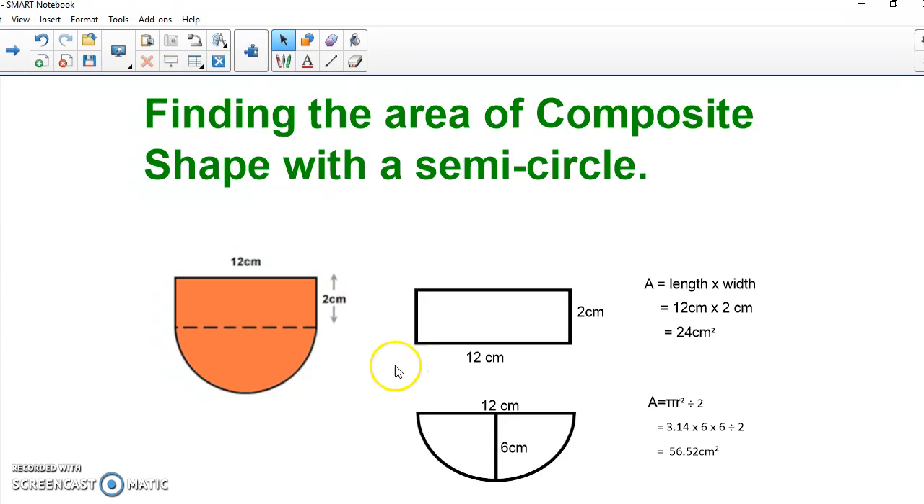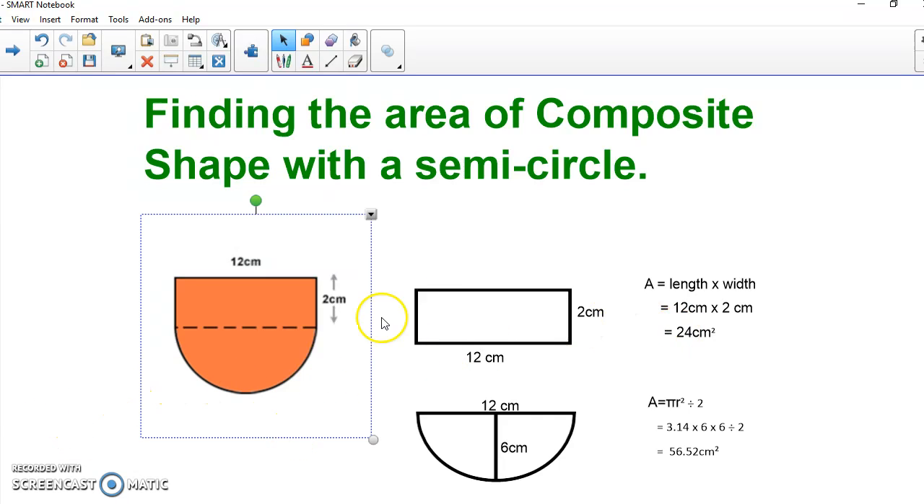Here you have the length of the rectangle is 12 and the width is 2. So the area of the rectangle will be length times width, which is 12 centimeters times 2 centimeters. And that gives you the area of 24 centimeters squared.